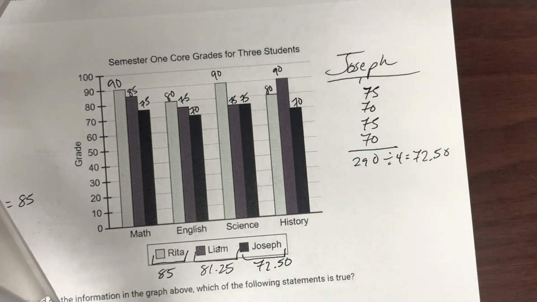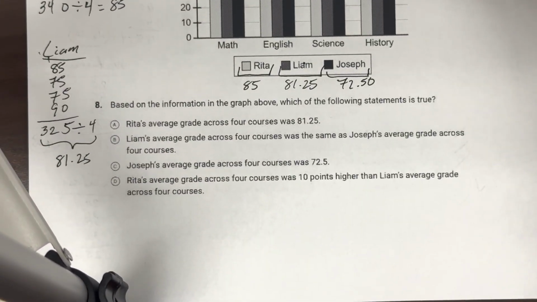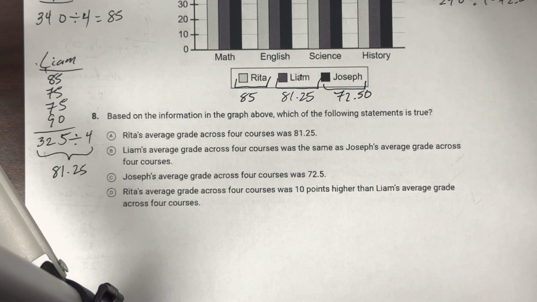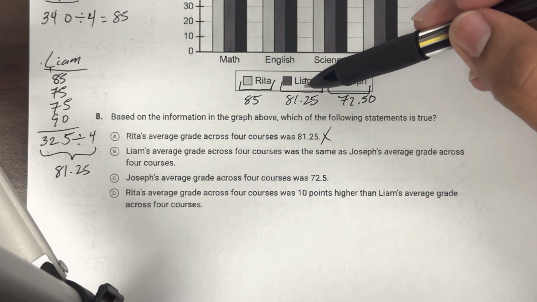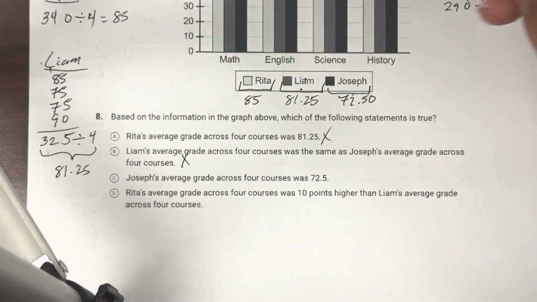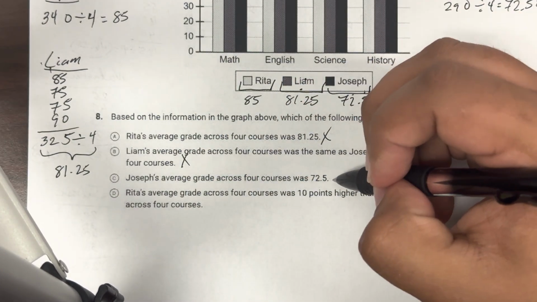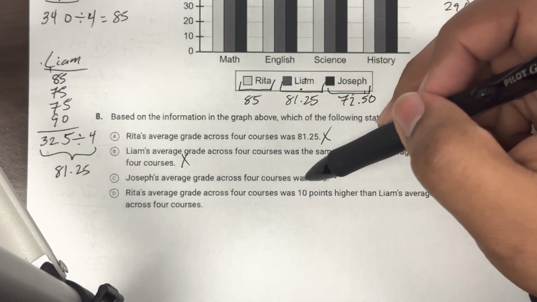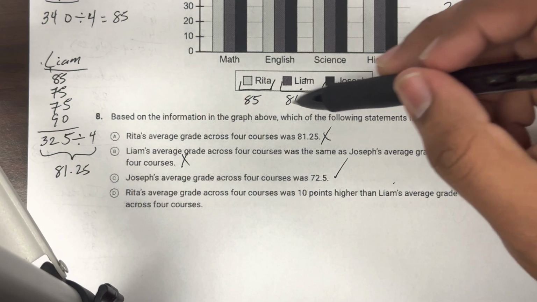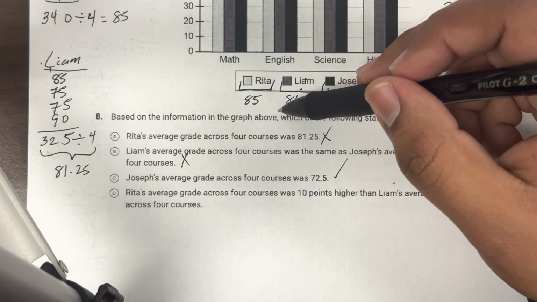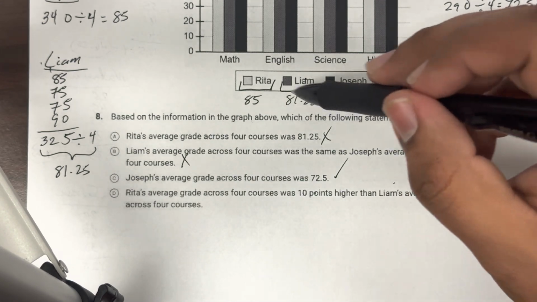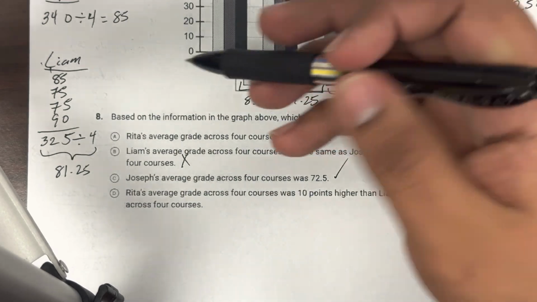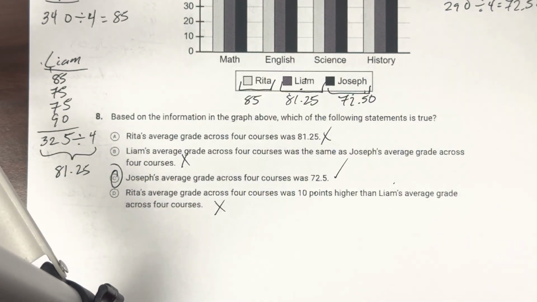And then we read very carefully. Based on the information on the graph, which is true. Rita's grades across are 81.25. Not true. Liam's average across all 4 grades is the same as Joseph. Not true. Joseph across all 4 was 72.50. That looks good. Rita's grade across all 4 grades is 10 points higher than Liam's. I wonder if it's talking about exact. Oh no, 85. It's only like a 3-point difference, so not true. I was thinking something else.